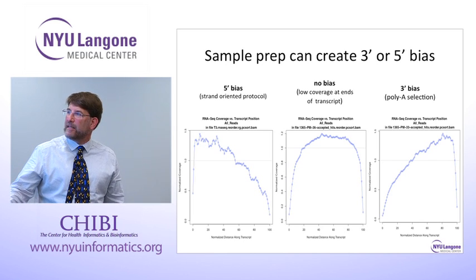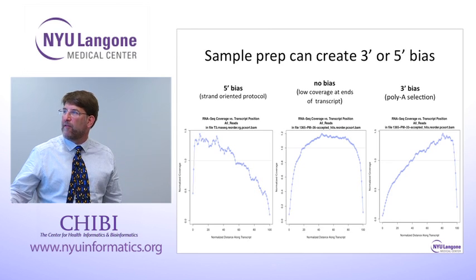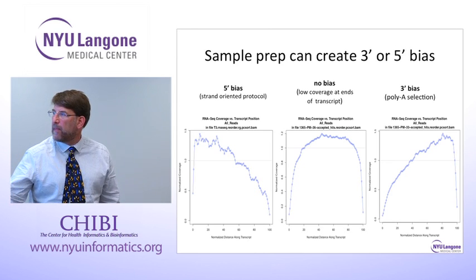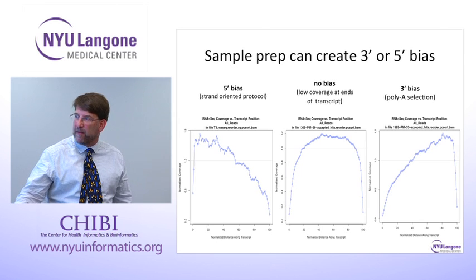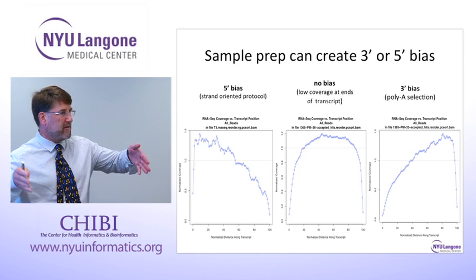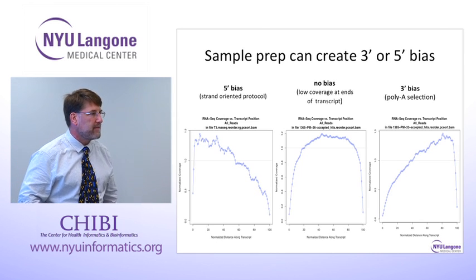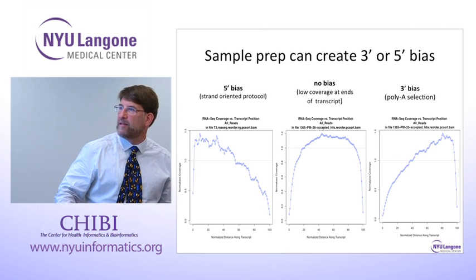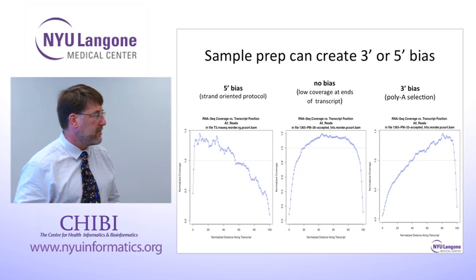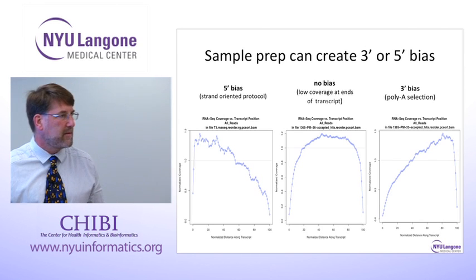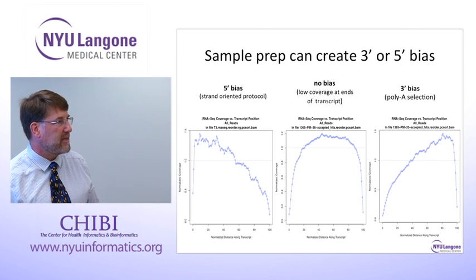This is an example where the coverage was extremely even, but it tapers off at the 3' and 5' ends due to that chopping of small fragments. So you can get all three of these different distributions of coverage on the transcript depending on how the sample is prepared. Has nothing to do with the bioinformatics analysis at the end.